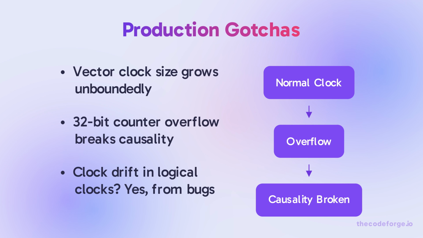Vector clocks can grow unboundedly if not pruned. Also, 32-bit counters overflow in high-throughput systems, causing events to appear out of order. Always use 64-bit counters, and validate received clocks to catch bugs.